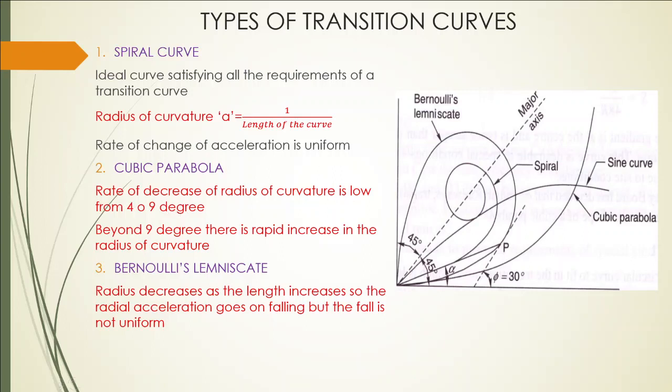But when it goes beyond 9 degrees, that is a rapid increase in the radius of curvature. This is the cubic parabola, and this is the spiral transition curve. And then the third one is the Bernoulli-Lemniscate curve. The radius decreases as the length increases, so that the radial acceleration goes on falling, but the fall is not uniform. In this case, the radius decreases as the length increases. Okay, so these are the three types of transition curves.